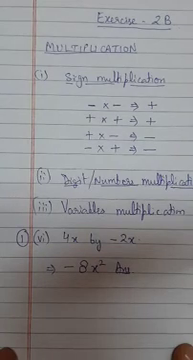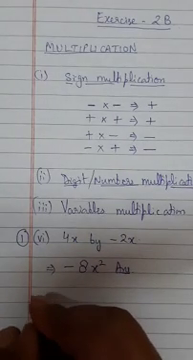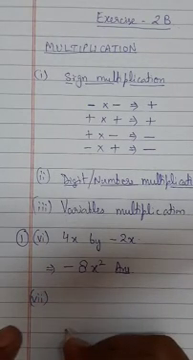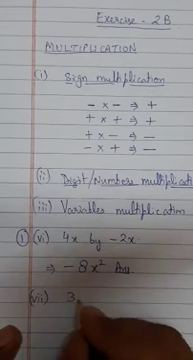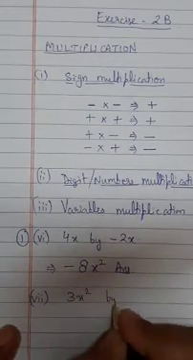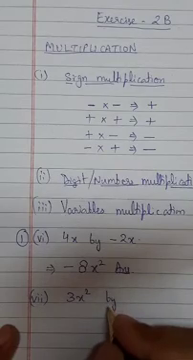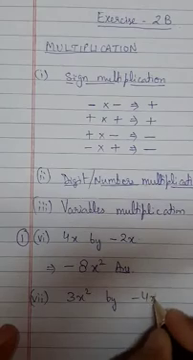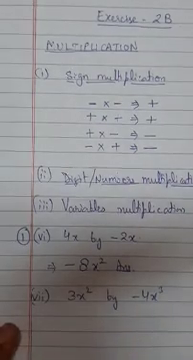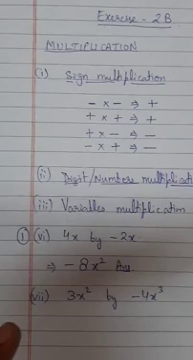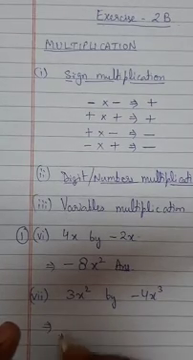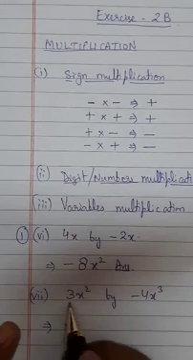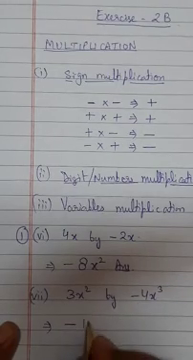Let's do the seventh part of the same question. So we are going to proceed further with the seventh part of question number 1. It is 3x square by minus 4x cube. Following the same set of rules, initially the sign multiplication happens. Plus into minus is going to give you minus. Digit multiplication, 3 into 4, that is 12.